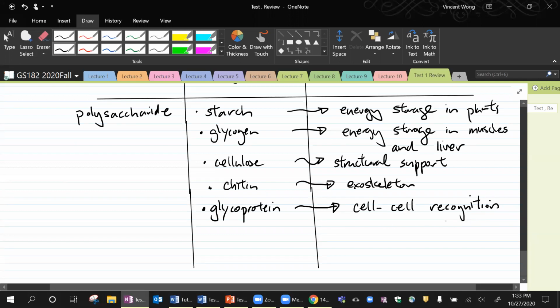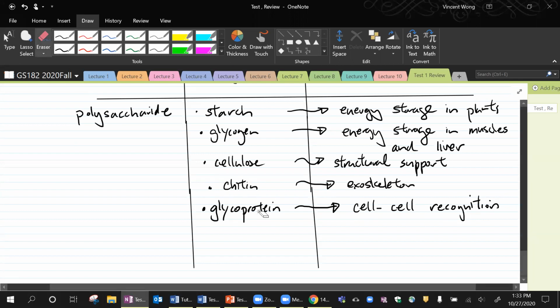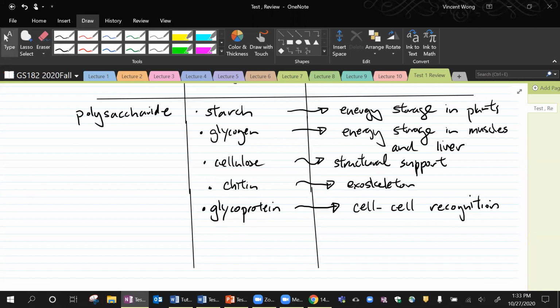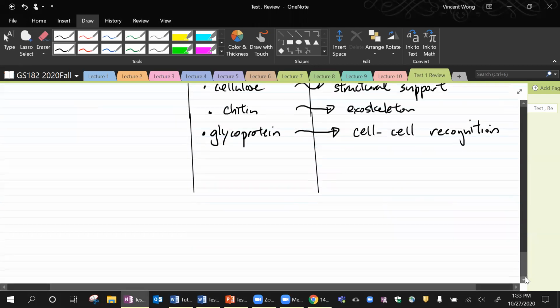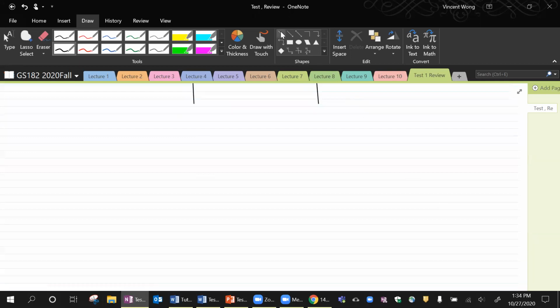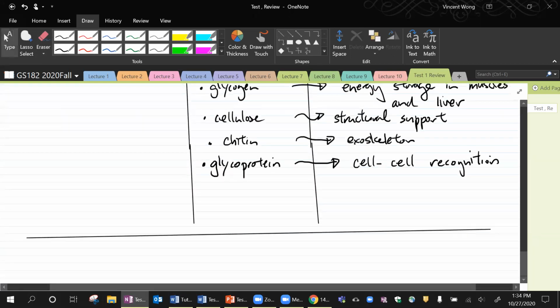So if a white cell comes and wants to distinguish what belongs and what does not belong to the body, then it would use the glycoprotein as one of the surface markers to identify that. Okay, so that is carbohydrates. I mean, let me see if there's anything else I want to add here.